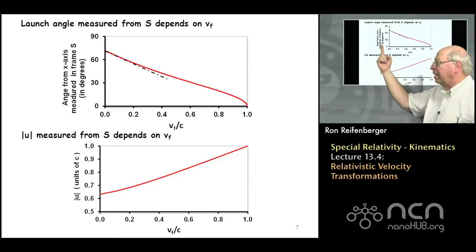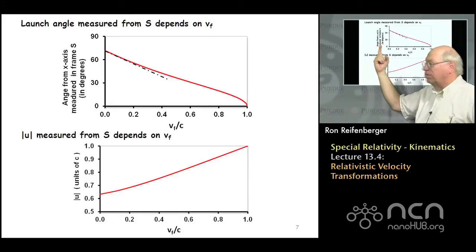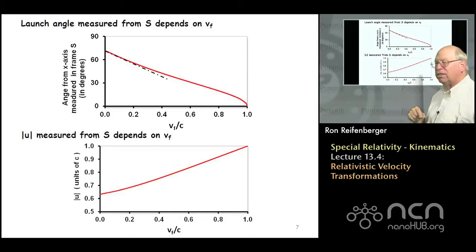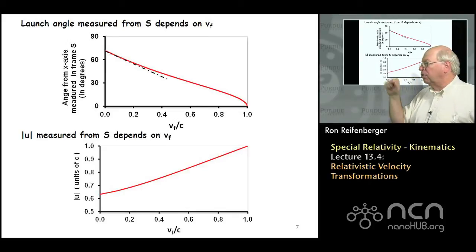Here I just plot the angle with respect to the x-axis that the observer in the unprimed reference frame measures. So this would be the launch angle as measured in S. You can see it starts off at 70 degrees, and as v sub f over c gets faster and faster, the launch angle observed in the unprimed reference frame approaches 0. So in the limit when v sub f over c is very, very close to the speed of light, the observer would see the object moving in a horizontal direction.